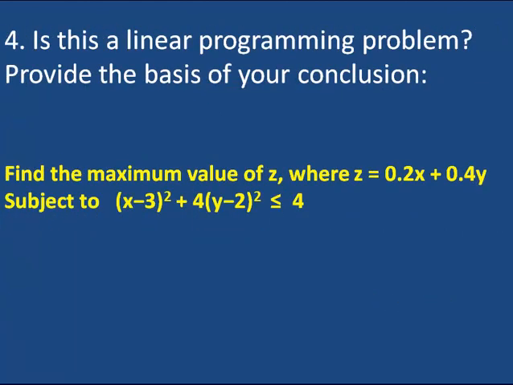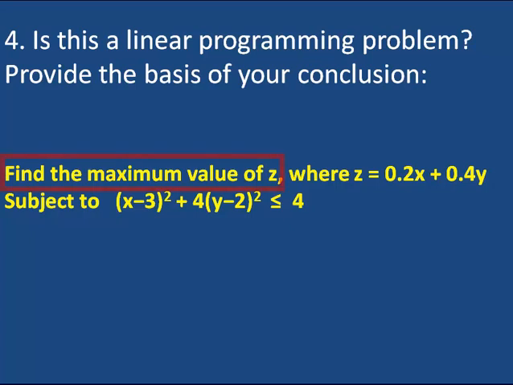Exercise 4. Is this a linear programming problem? Provide the basis of your conclusion. Find the maximum value of z, where z equals 0.2x plus 0.4y, subject to the quantity x minus 3 squared plus 4 times the quantity y minus 2 squared, less than or equal to 4.